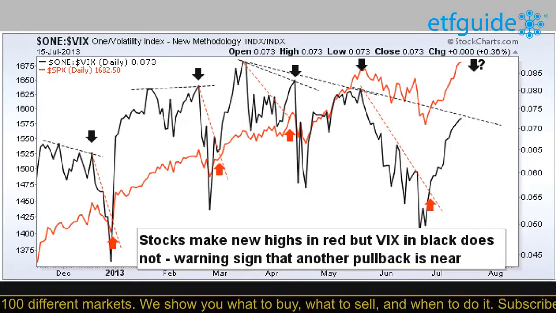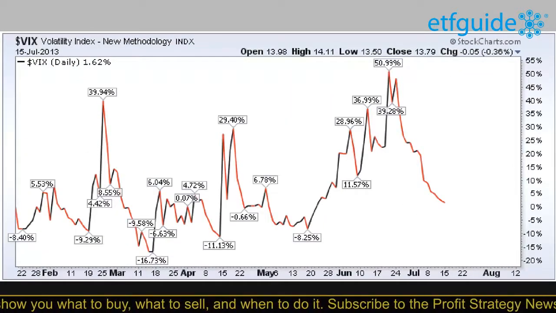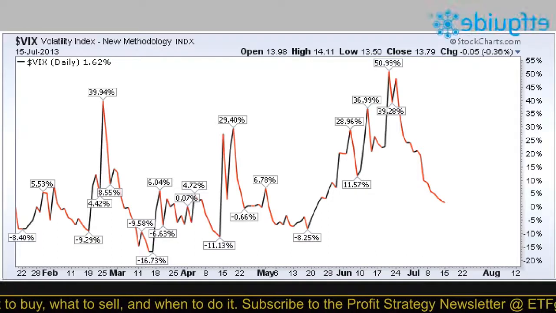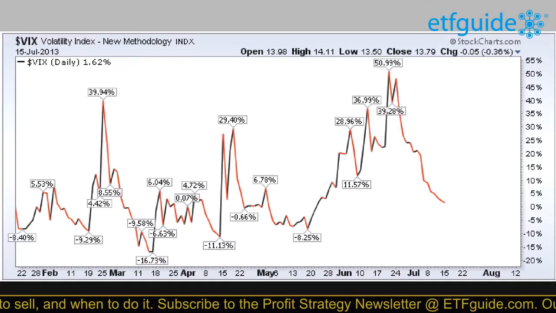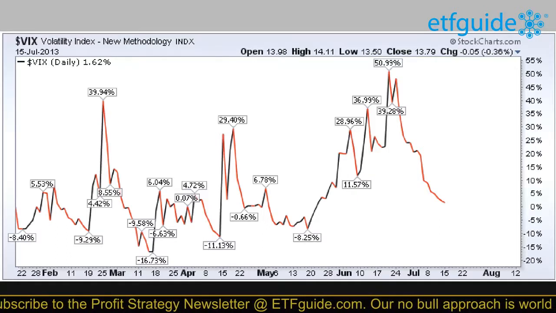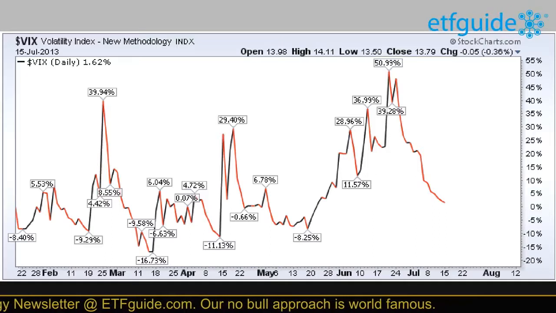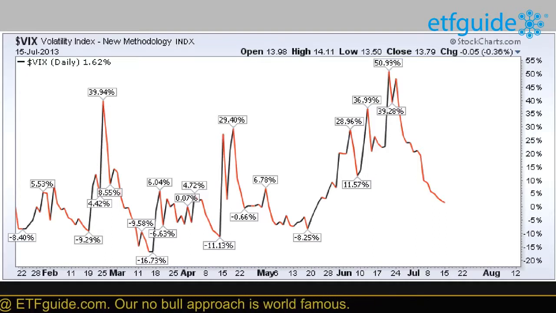So just to show you the size of the spikes the VIX can have, this final chart shows the same time frame. You've got the February spike, a 40% spike in a few days, a 30% spike in April, and then a 50% spike after about a month in June, showing how quickly the VIX can move when it indeed does change its trend.